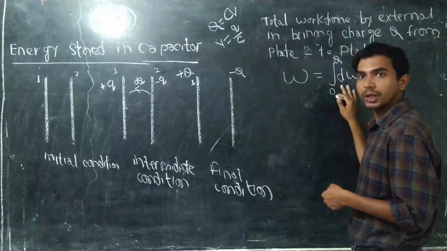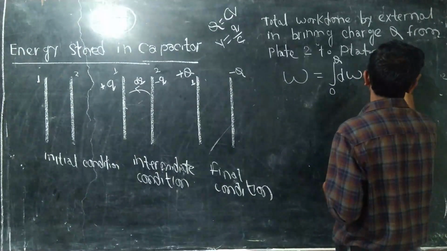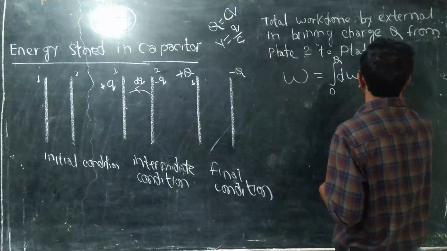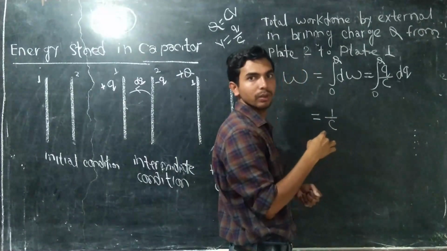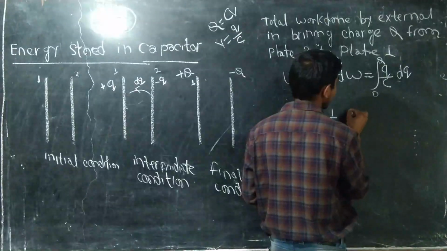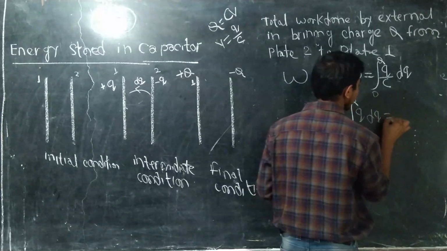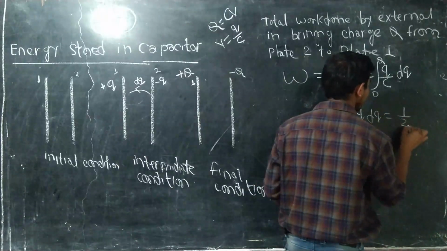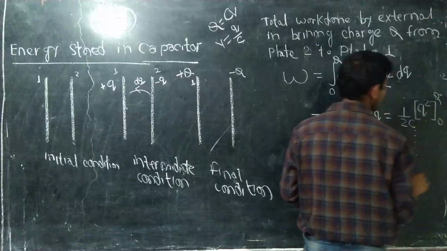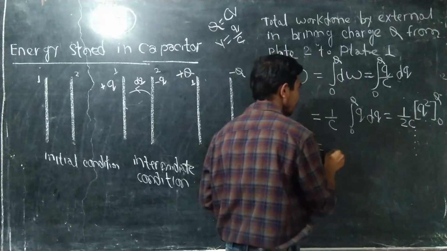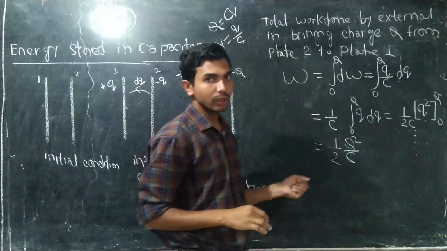We have the value of dW, and dW is how much? Q by C into dq, from 0 to Q. Further, we can write 1 by C, since C is a constant, it will come out. Now the integration of dq from 0 to Q, and this integration is how much? 1 by 2C. So further we can write 1 by 2 Q square by C. So this is your formula to calculate work done.